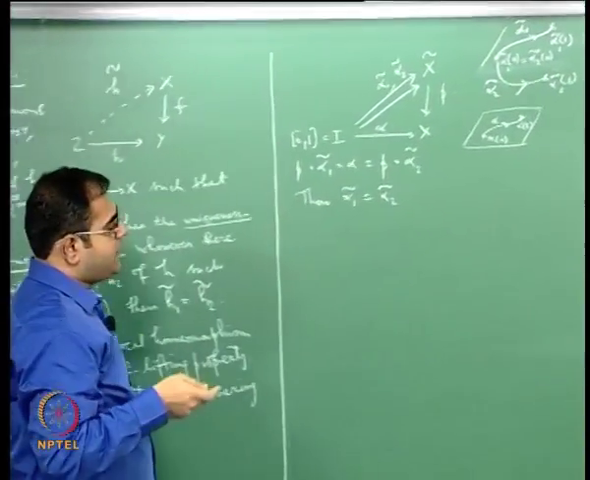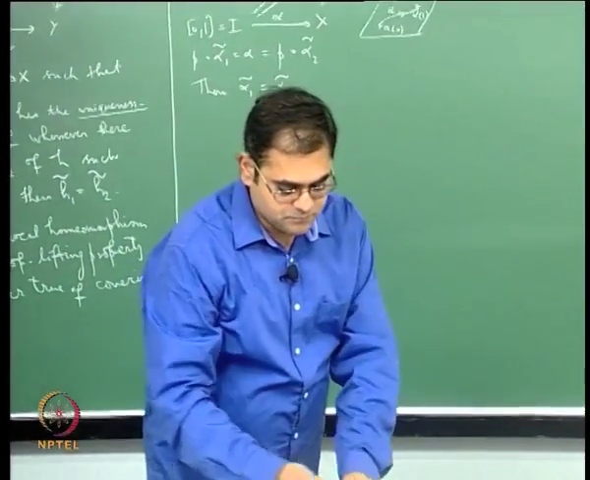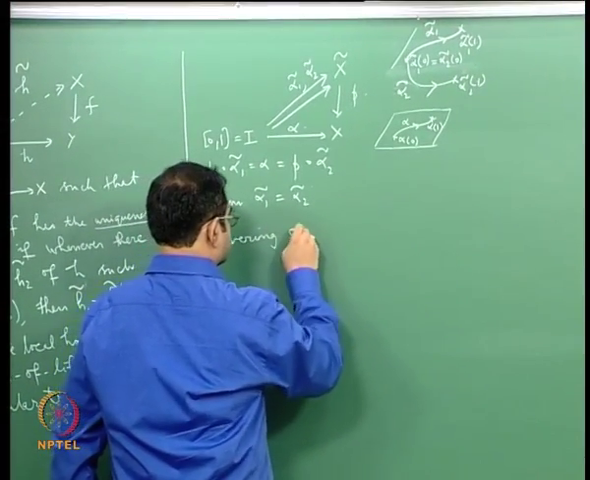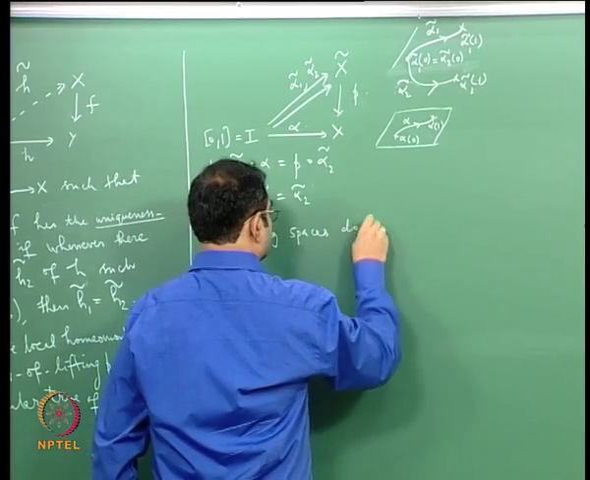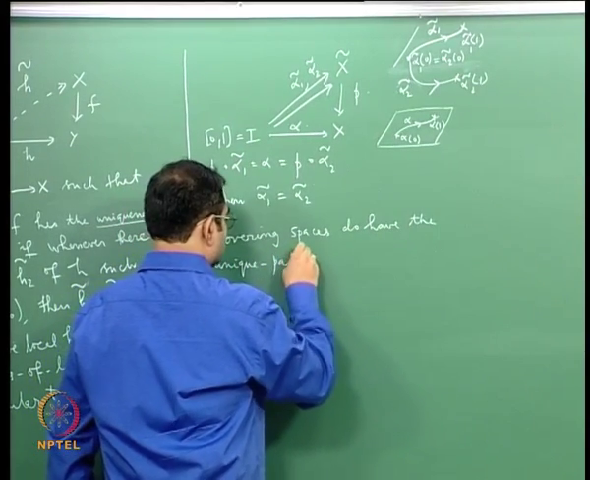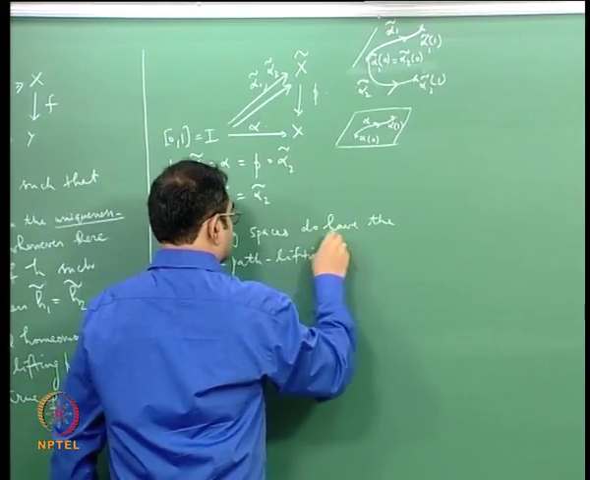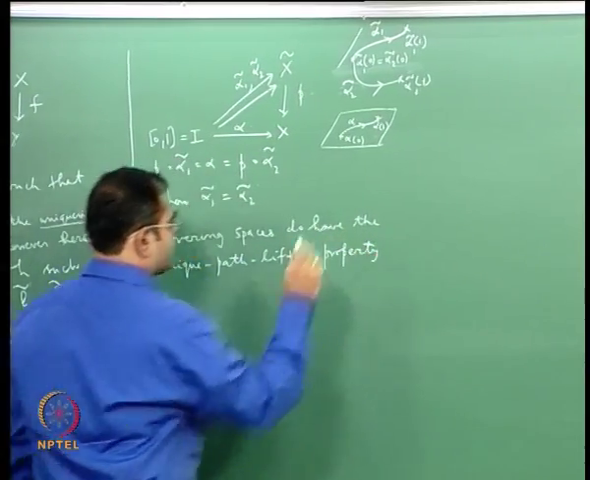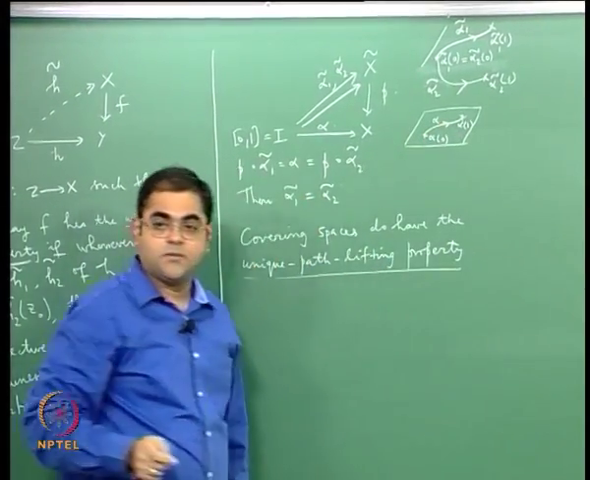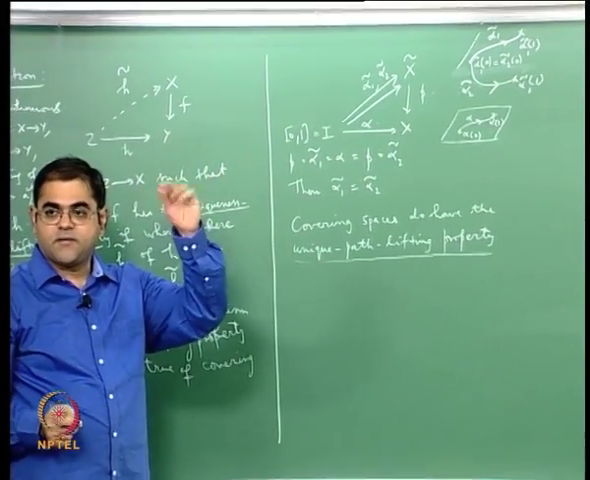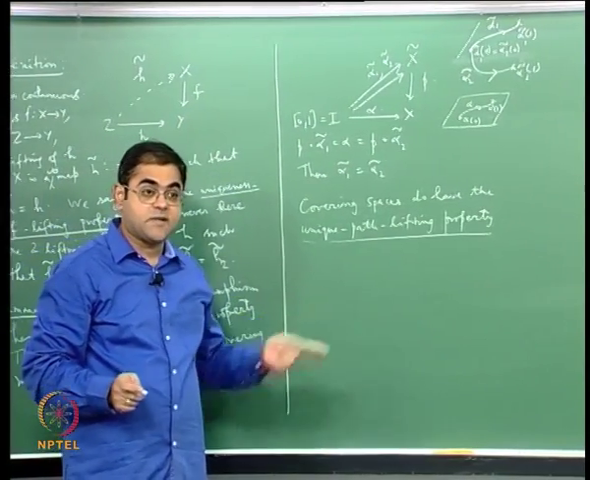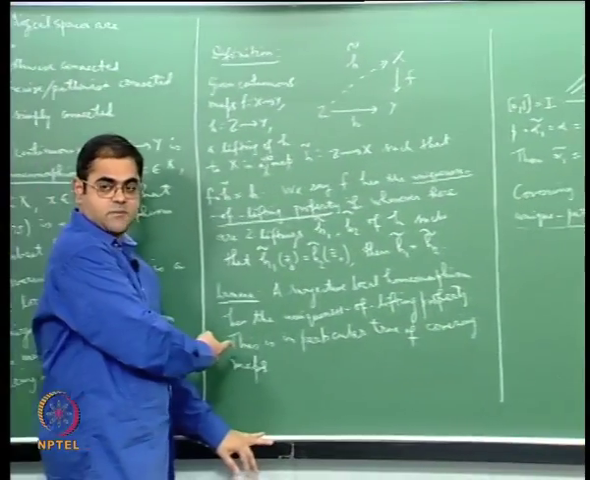So to explain that, let me draw a diagram. Covering spaces do have the unique path lifting property. So what is this unique path lifting property? Unique path lifting property is: given a path below you can get a unique path above, provided the initial point above has been fixed, okay. So it gives you existence of a lifting, and of course uniqueness of a lifting follows from this lemma, okay.